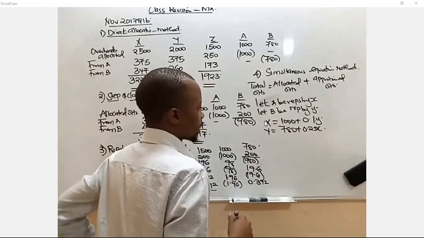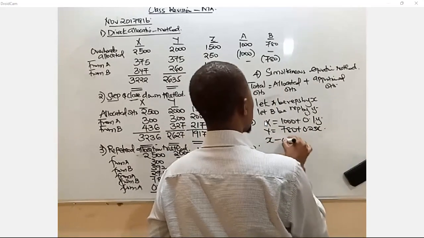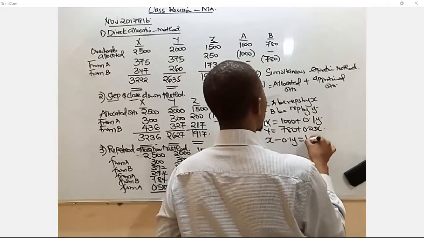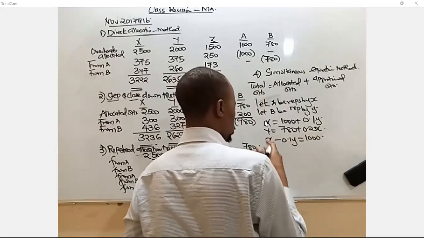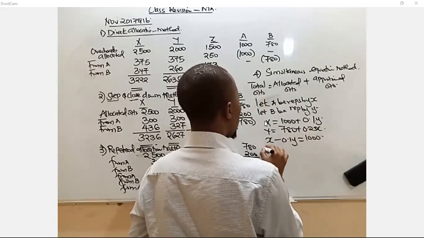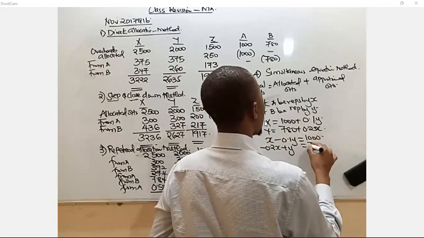From X. Put the like sums together. So in this case, it will be X minus 0.1Y should be equal to 1,000. Then the other one, because we want the X to be on the same column, we say negative 0.2X plus Y should be equal to 780.